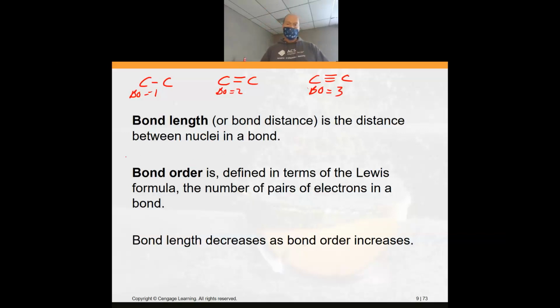Now the length, when we're talking about the length of the bond, when you have 1 bond holding them together, that's going to be the longest. And when you have 3 bonds holding it together, it's going to be held together much tighter, and this is going to be the shortest. All right, so the higher the bond order, the shorter your bond length.